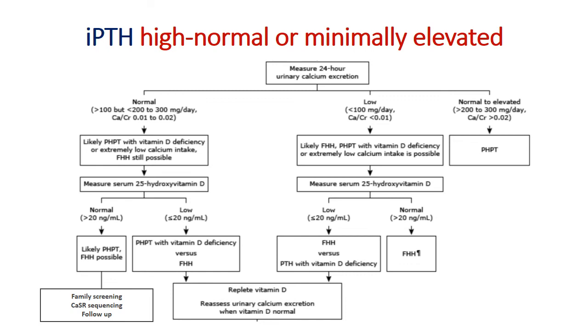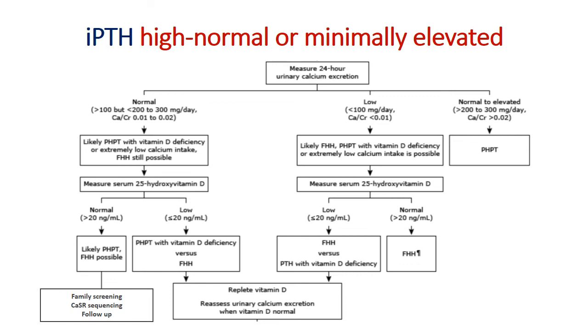If your 24-hour urine calcium excretion is normal, it is likely to be primary hyperparathyroidism with vitamin D deficiency, but there's a small possibility of it being familial hypocalciuric hypercalcemia as well. Again, you measure the serum vitamin D levels. If it is normal, in that case, it is likely to be primary hyperparathyroidism.